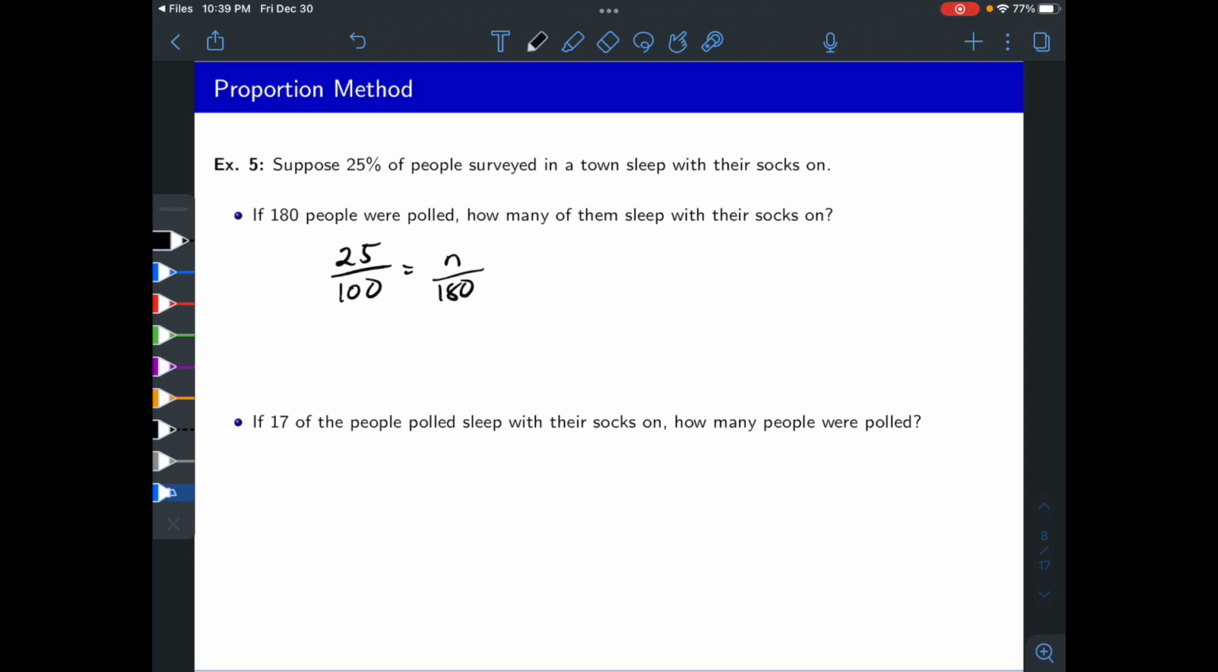And so now we just need to solve for n, and we could just multiply by 180 on both sides and get that n is equal to 180 times 25 over 100.